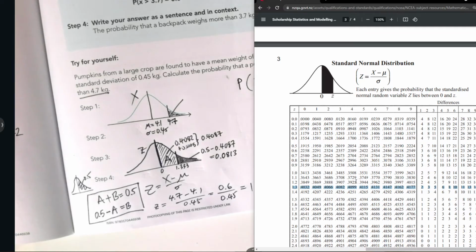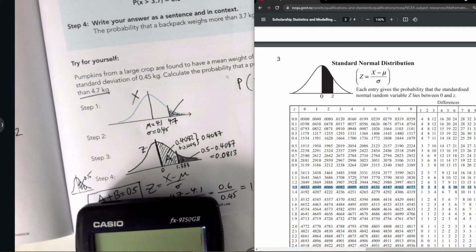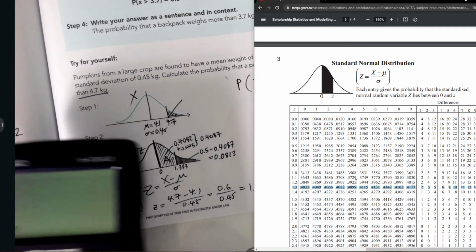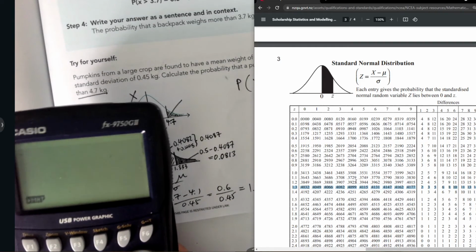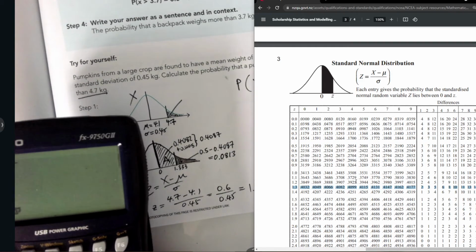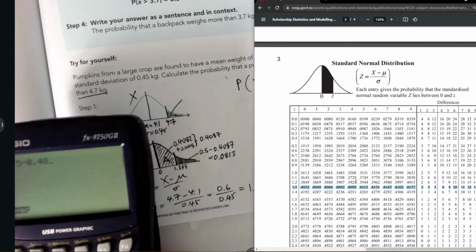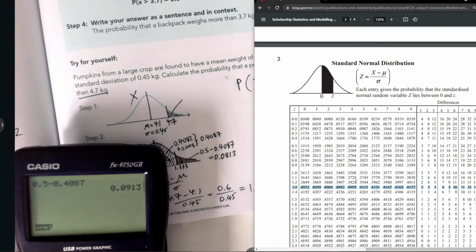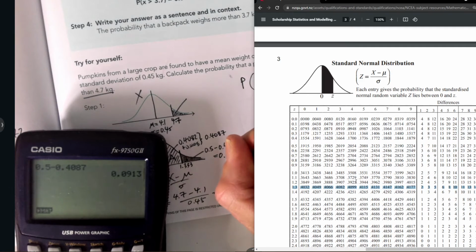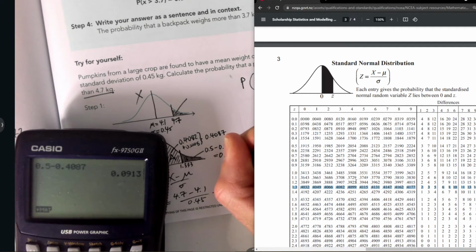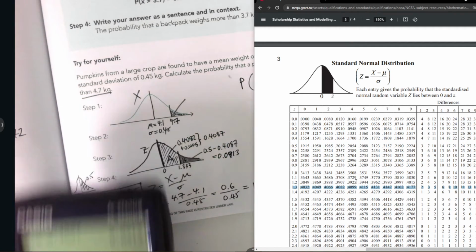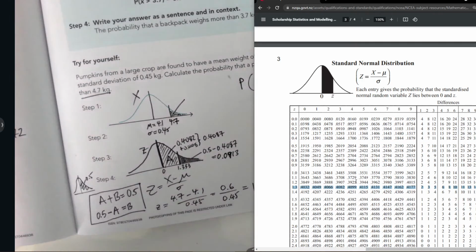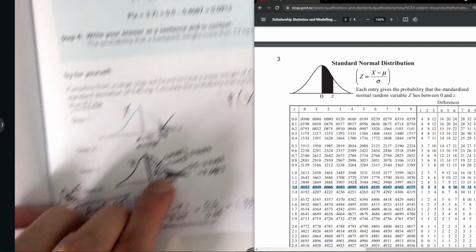0.0813. Oh man, do not risk doing that in your head. Use your calculator, come on. You may as well, it means you don't have to flip and think. 0.5 minus 0.4087. That's why you use your calculator. Look at that. You make mistakes, people. You make mistakes. Okay. 0.0913. Okay, that is that area.